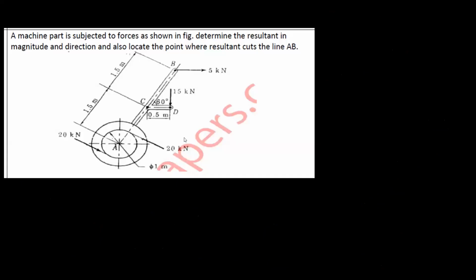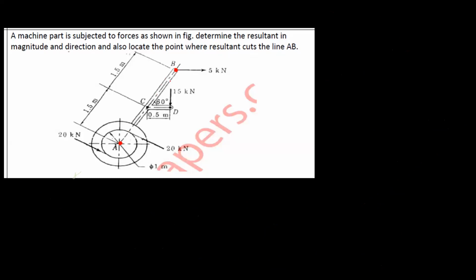Okay, so now for the next problem. A machine part is to be subjected to the forces as shown. Determine the resultant in magnitude and direction, and also locate the point where the resultant cuts the line AB. So this is the line AB.